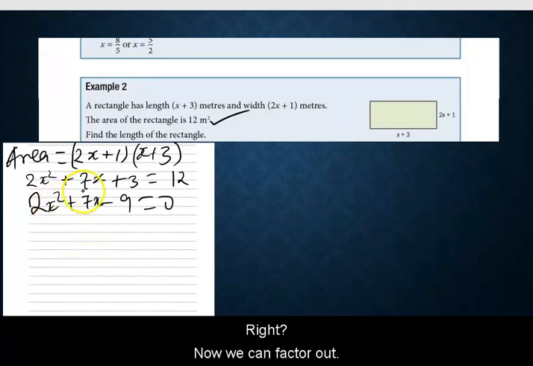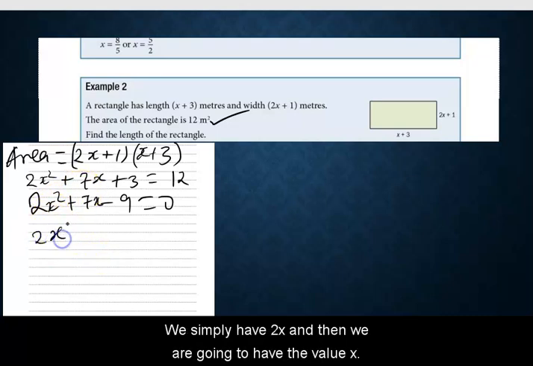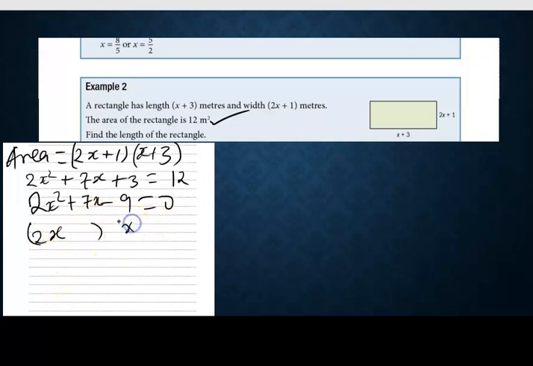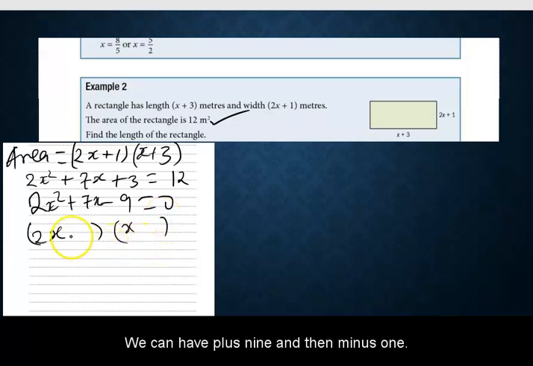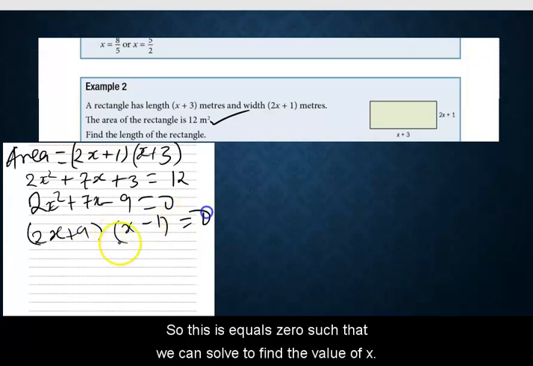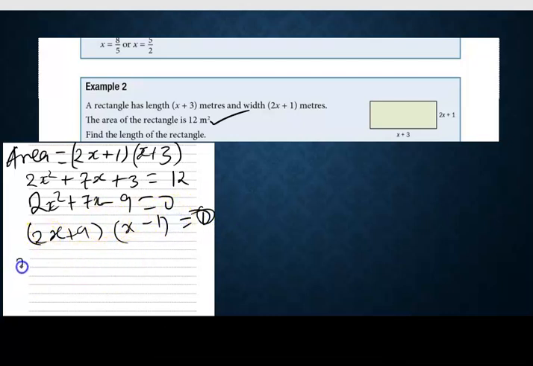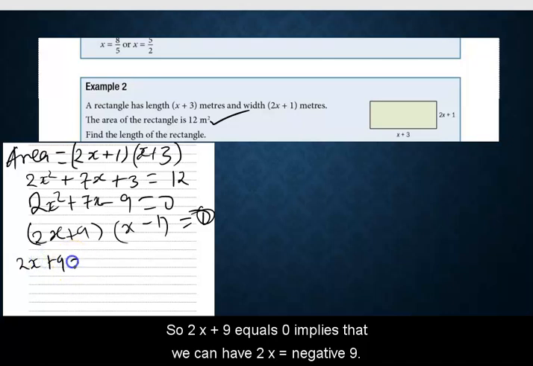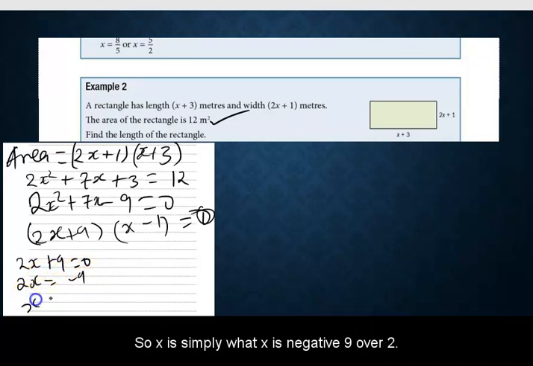Right, now we can factor out. We simply have 2x, and then we are going to have the value x. So how do we get 9? We can have plus 9 and then minus 1. So this is equal to 0, such that we can solve to find the value of x. So 2x plus 9 equals 0. This implies that we can have 2x equal to negative 9. So x is simply what? x is negative 9 over 2.